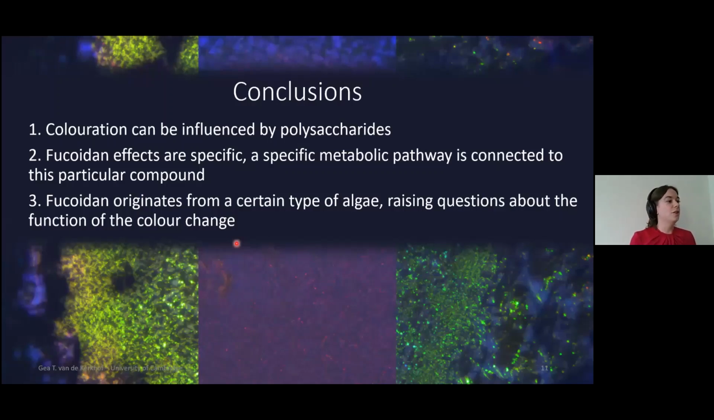So to conclude, we found that the coloration of these bacteria strains can be influenced by the presence of certain polysaccharides, specifically phacoidin. And these phacoidin effects are very specific because there is one key metabolic pathway that is connected to these color changes in the presence of this particular compound. And because phacoidin originates from a certain type of algae, this raises questions about the function of this color change, because it seems like these strains are used to tune the color when in the presence of these algal products.